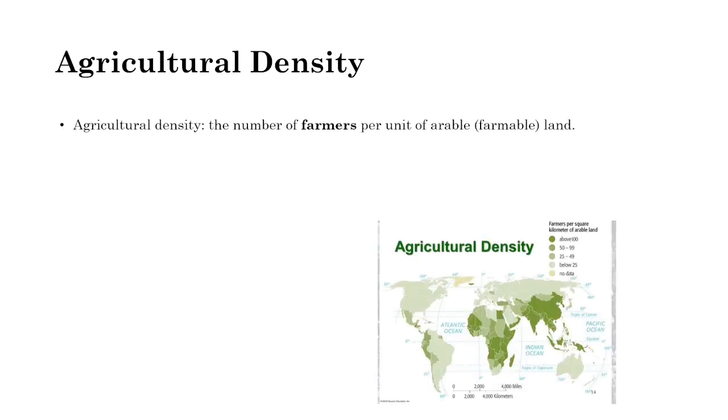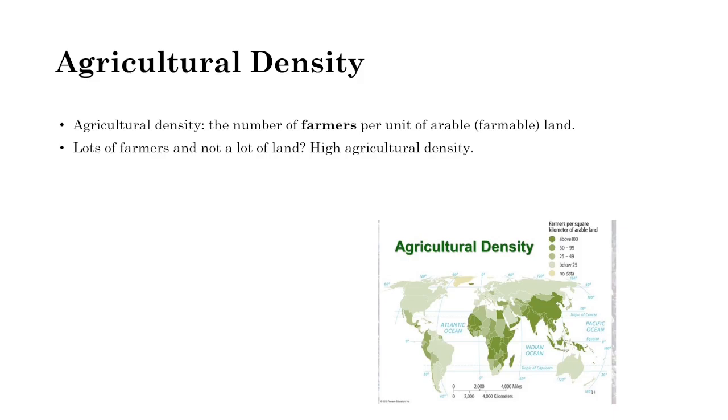What about agricultural density? This is the last one. So this is similar to physiological density because you're looking at arable land, but you're looking at the number of farmers. The number of farmers per unit of arable land. So the map kind of shows you where that is. And if you look closely, you can kind of see that areas that have a higher physiological density have a bit of a higher agriculture density. There's a lot of farmers and not a lot of land.